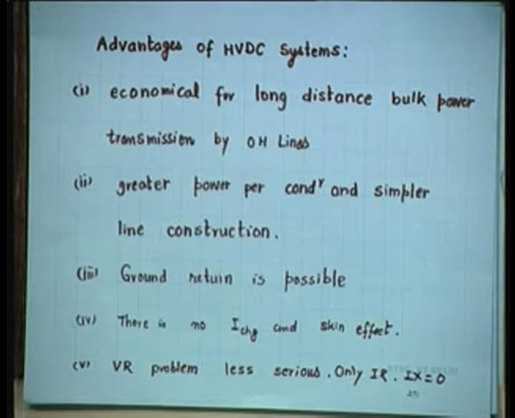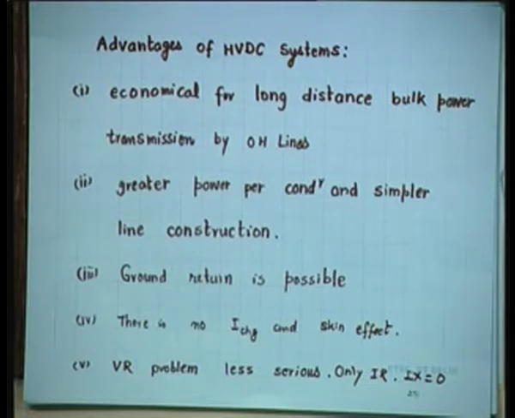What are the advantages of HVDC system? We have been talking about advantages only, but let's list them point wise. Economical for long distance, bulk power transmission by overhead lines. We have just concluded that when the distance is more than break even, it becomes economical. Greater power per conductor and simpler line construction. Ground return is possible. There is no charging current. There is no skin effect.